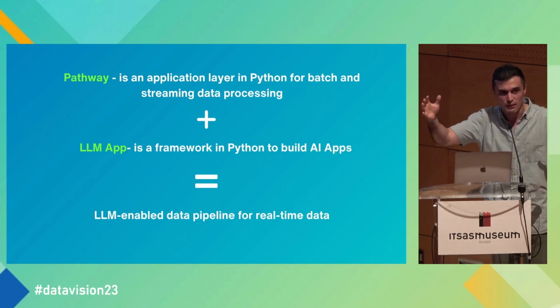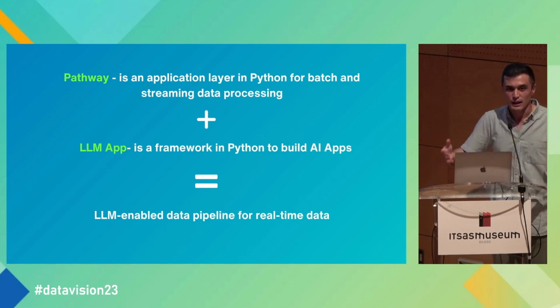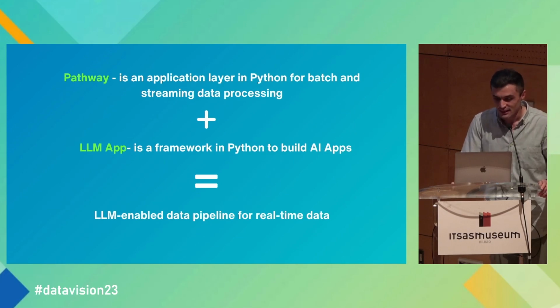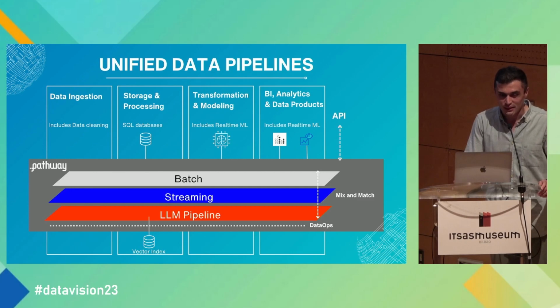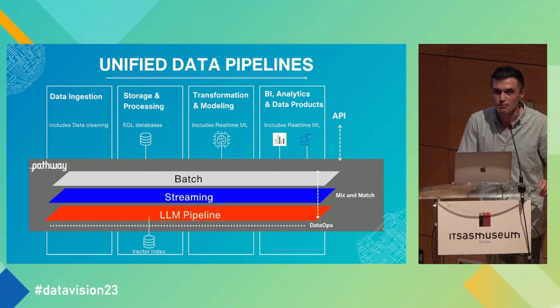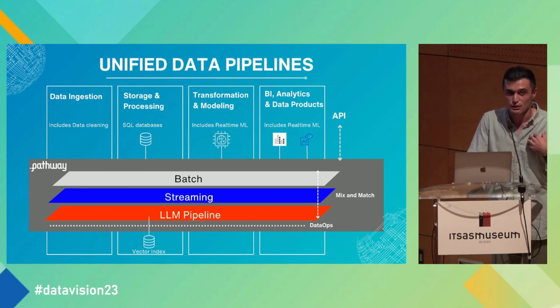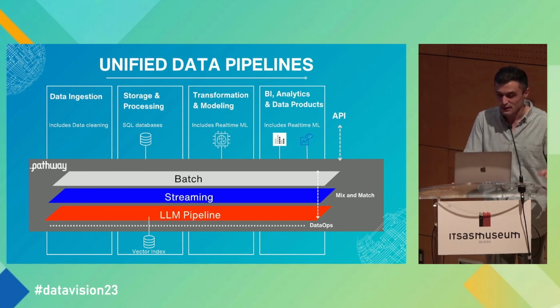You will have an LLM-enabled data pipeline for real-time data, right? You're analyzing real-time data and adding the power of AI. So this is how this unified data pipeline looks, right? You can manage everything in one Python code. You don't need additional skills in data engineering or data science. I'm also not a data science guy, but I'm a developer. I know how to develop things, and I can run my code in different modes, batch, streaming, LLM pipeline, and test it out.